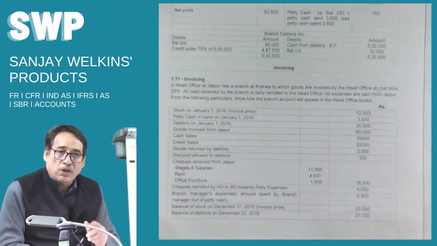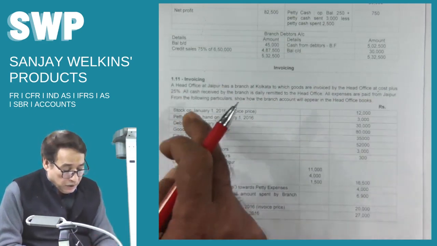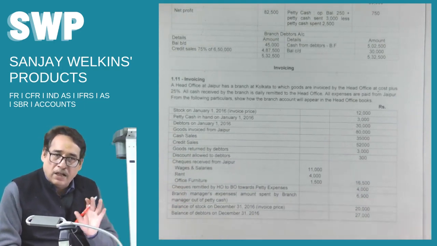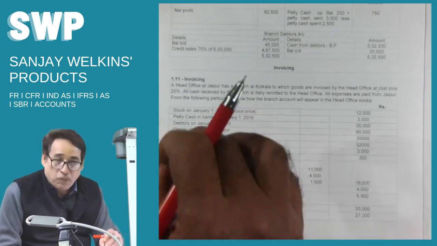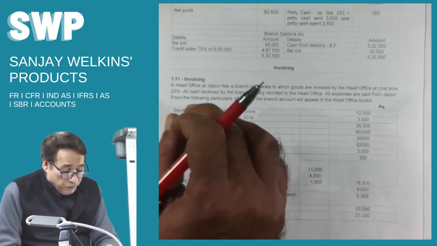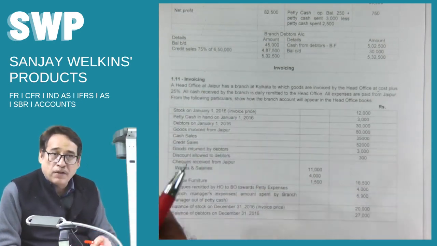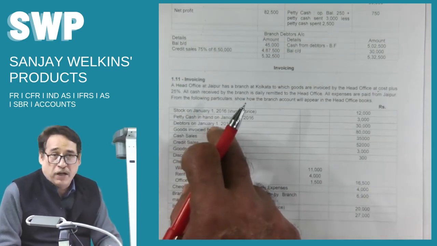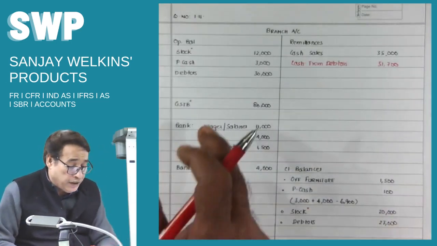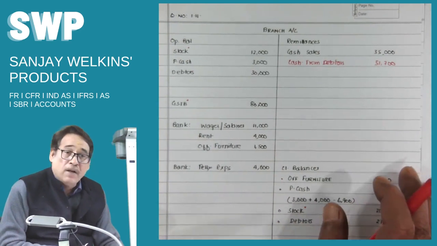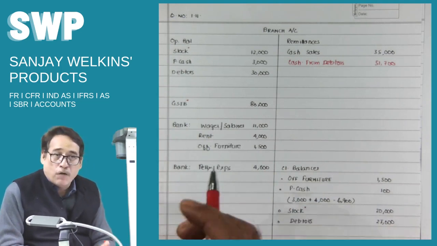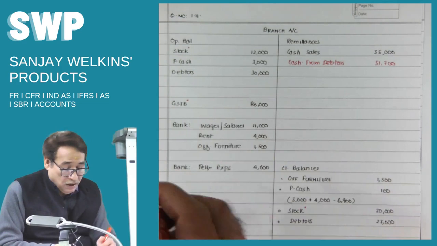In invoicing questions, you will always presume that opening stock, closing stock, goods sent to branch, goods returned to branch, goods in transit, goods transferred, these items are at invoice price irrespective of whether invoice price is written or not. Under invoicing question, opening stock, closing stock, goods sent to branch, return, etc. shall always be presumed to be at invoice price. And if these goods are at invoice price, as I said earlier, these goods need to be brought to their cost price in order to find out the correct profit.